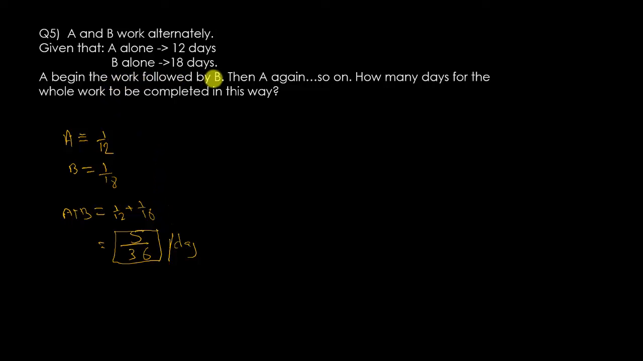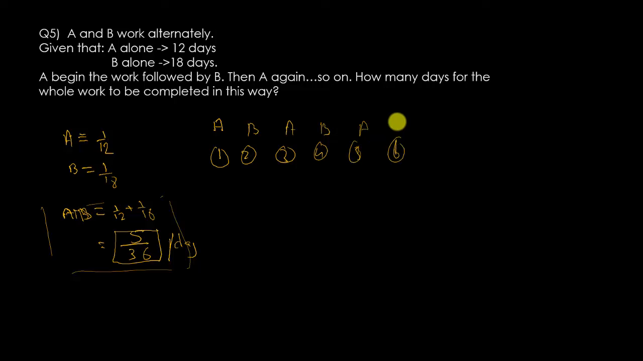Now A began working. Sorry, this was not needed. Let's try to see the question. A began the work. So on day one, they are never working together. Let us try to decode this. On day one, A worked. On day two, B worked according to the question. On day three, again A worked. On day four, again B worked. Again A, again B. Likewise, they kept on working and finished the work.